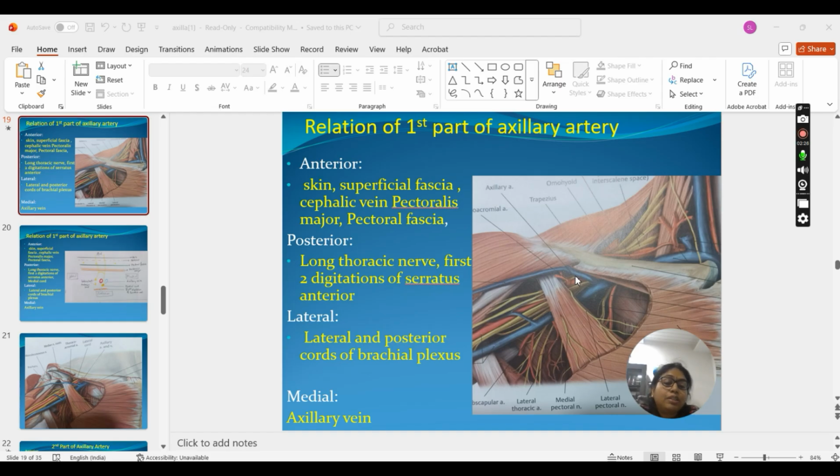The chords of the brachial plexus are named according to their position around the second part of the axillary artery. That means the lateral chord lies lateral to the second part, the medial chord lies medial to the second part, and the posterior chord lies posterior to the second part of the axillary artery. But in the first part, both lateral and posterior chord lie lateral to the first part, whereas the medial chord lies posterior to the first part.